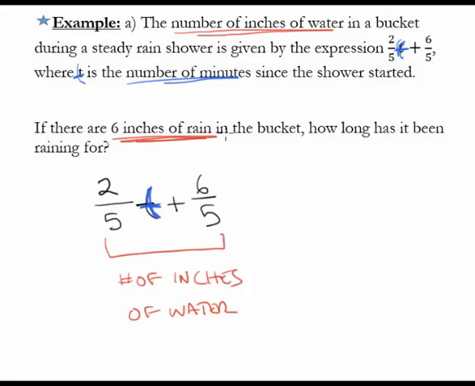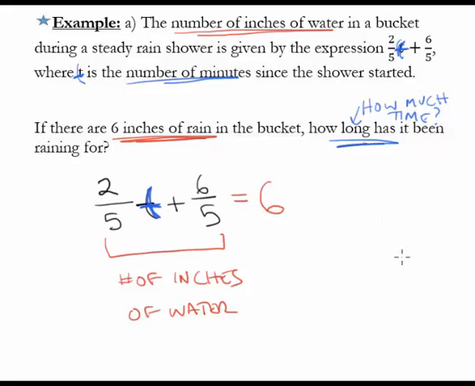so if there are 6 inches of rain in the bucket, how long has it been raining for? This question is really asking us how much time has it been raining for. Okay, so there are 6 inches of rain in the bucket, so we can create an equation here, equals 6. Because the whole expression represents the number of inches, and they're telling us that the number of inches in the bucket is 6.